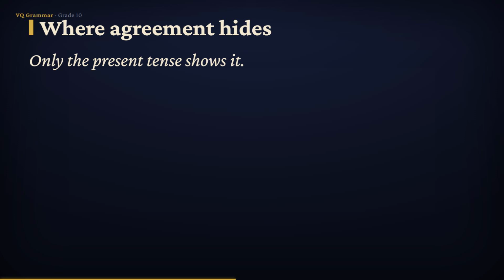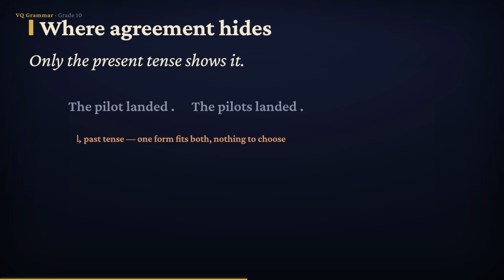Agreement only shows itself in certain places. Look at the past tense. The pilot landed. The pilots landed. Same verb form both times. Landed works for one pilot or 20. There's nothing to choose, so there's nothing to get wrong.